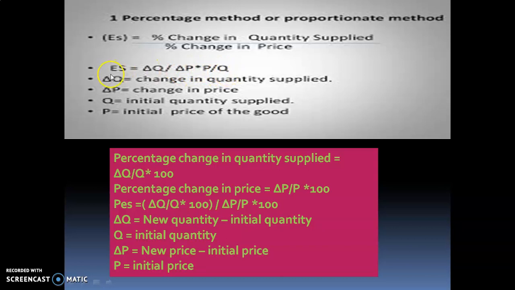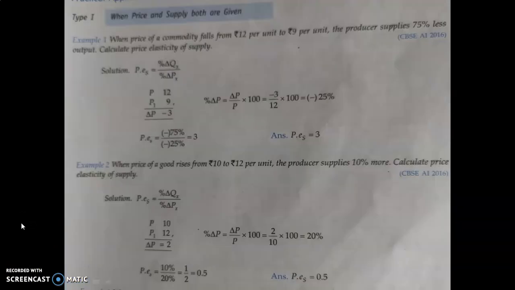So delta Q is the change in quantity supplied, delta P is the change in price, Q is the initial quantity supplied, and P is the initial price of the commodity. This is the equation for measuring price elasticity of supply in the percentage method. So let's solve some problems related to price elasticity of supply.